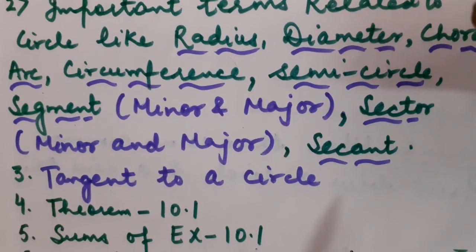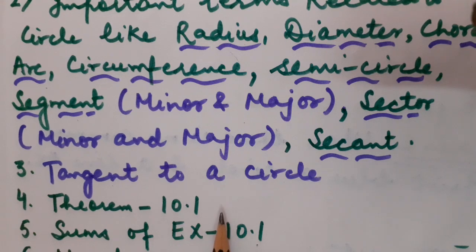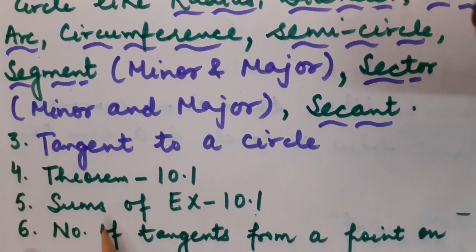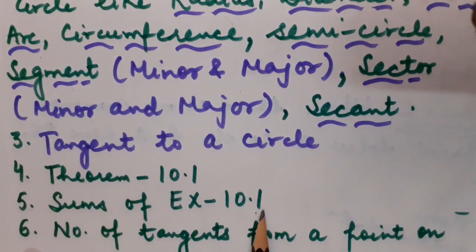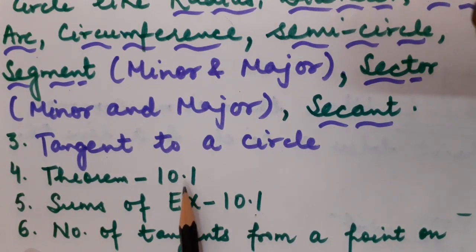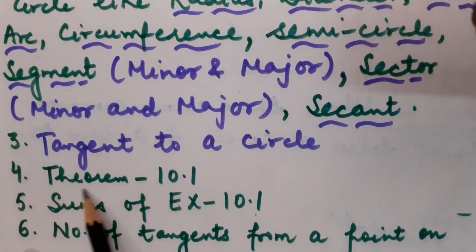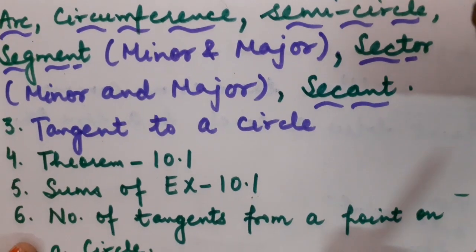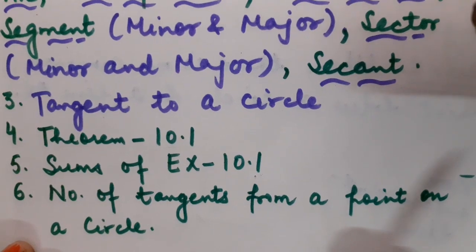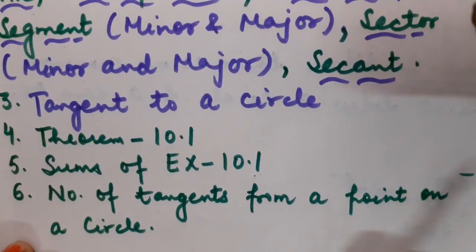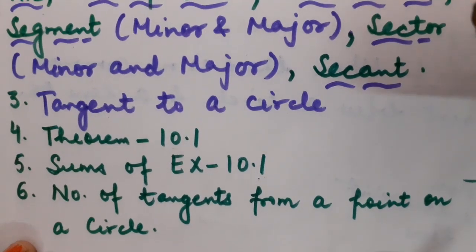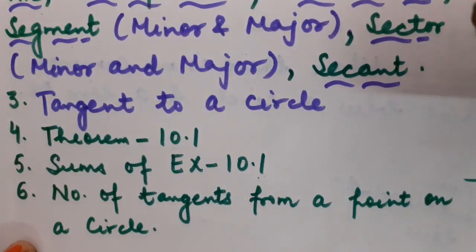Fine? Then I will be taking theorem 10.1, and after that I am going to take sums of exercise 10.1, in which the usage of this theorem is there. Fine. We are going to use this theorem while solving the questions of exercise 10.1. And then, children, our last topic will be the number of tangents from a point on the circle. Understood, children? So these are the topics we are going to cover in today's lecture.